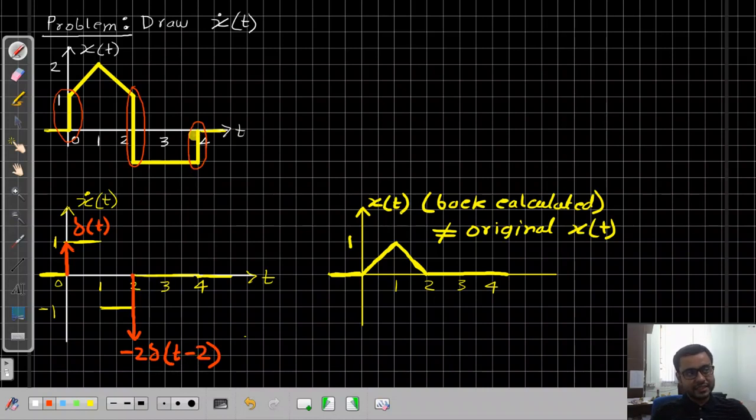Next, consider this step jump here. Again we have a step increment. So at this point we have to add a positive delta function, and the strength of this delta function will be 1 unit, because here the change is 1 unit, and this I shall write as delta(t minus 4), because it occurs at time t equal to 4. So this is the correct derivative.